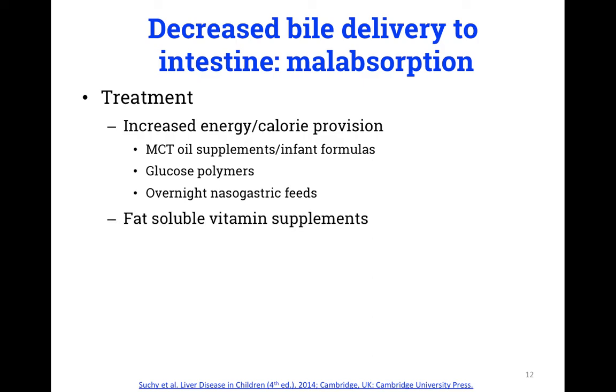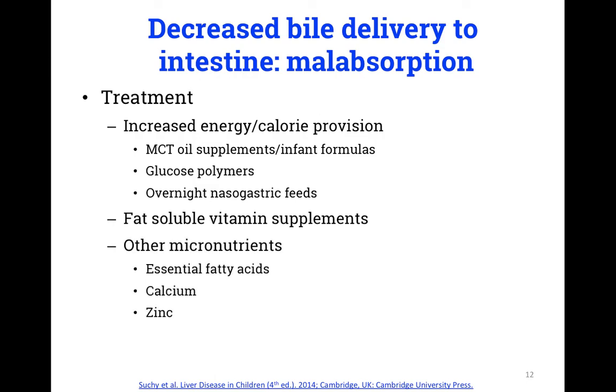The other thing is, as we alluded to, providing extra fat-soluble vitamin supplementation above and beyond what you would normally recommend in the diet of an infant. And while you're doing this, you'll be doing serial measurements of the fat-soluble vitamin levels to allow you to adjust the doses as needed. And lastly, there are a variety of other micronutrients, both vitamins and trace elements, that are found to be reduced often in patients with chronic cholestasis for a variety of different reasons.